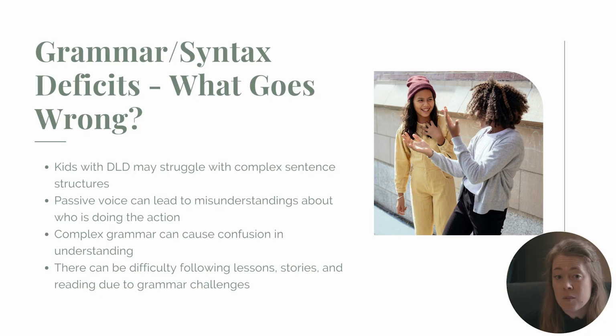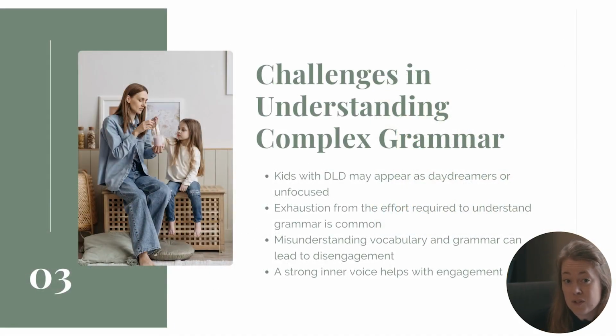Other types of complex grammar can also go right over the head of our kids with DLD and also lead to an incorrect understanding of what they have just read or what they've just heard. Or a child with DLD may not even pay attention after the first sentence or two because it's so hard to follow. They may develop a reputation of being a daydreamer, often zoning out, or being unfocused. This can sometimes be because they're truly not understanding some of the vocabulary words and some of the grammar and are feeling exhausted with all the effort required. It can feel easier to disengage and think about something else, especially if that self-regulating inner voice is not very strong.